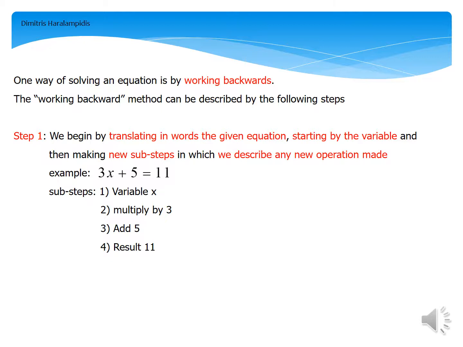For example, in the equation 3x plus 5 equals 11, we can create the following substeps. At first, we start, as we mentioned, from the variable x. Then, the second substep would be that we have to multiply by 3. Then, as we can see from the equation, we add 5. And finally, all this results to 11.